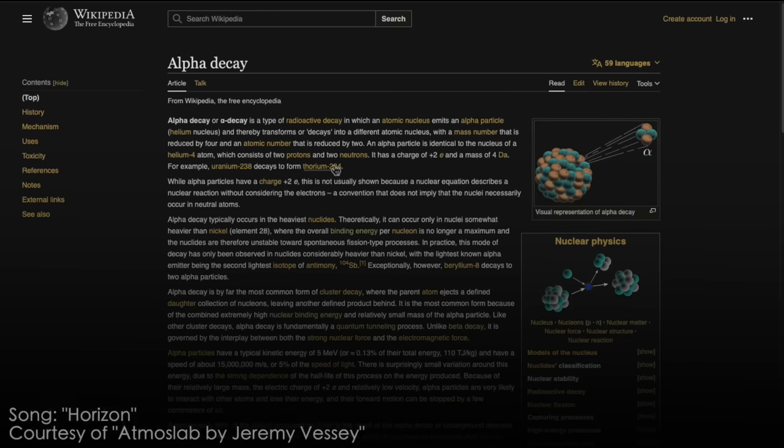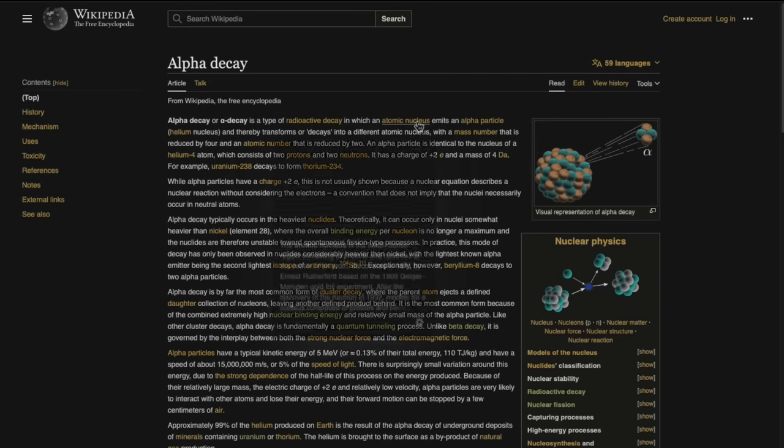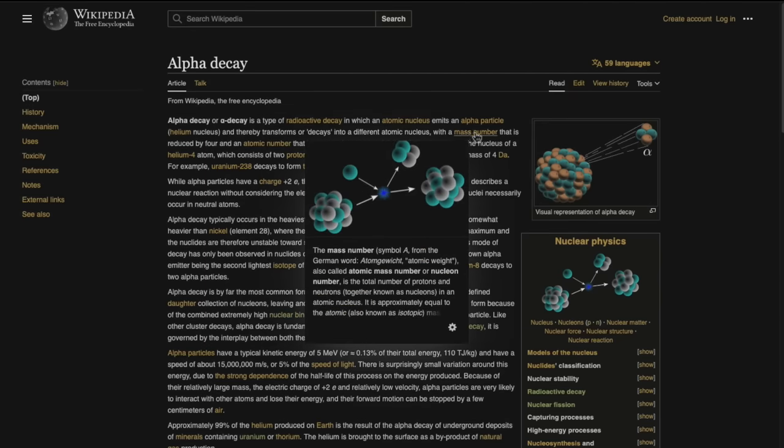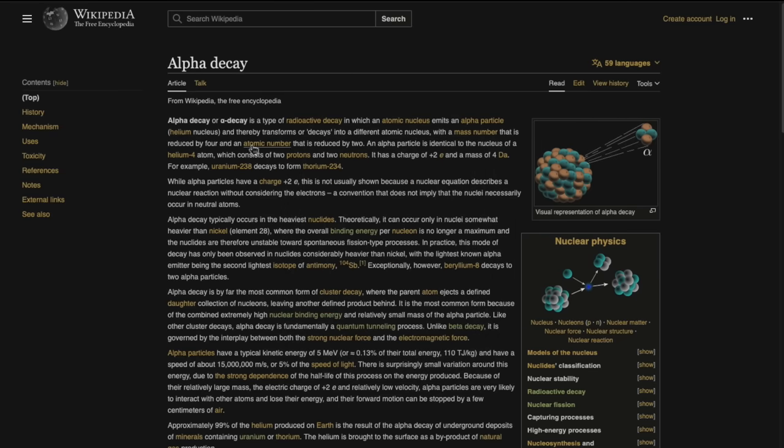So uranium-238 decays to thorium-234. So it decays and loses atomic mass. The mass number is the total number of nucleons, which it loses 4: 2 protons, 2 neutrons. But the atomic number is the number of protons, again, that defines the actual element of the atom. And alpha decay, I believe it's a result of the weak nuclear force, or the weak interaction. Oh no, it's the strong nuclear force, okay, and the electromagnetic.